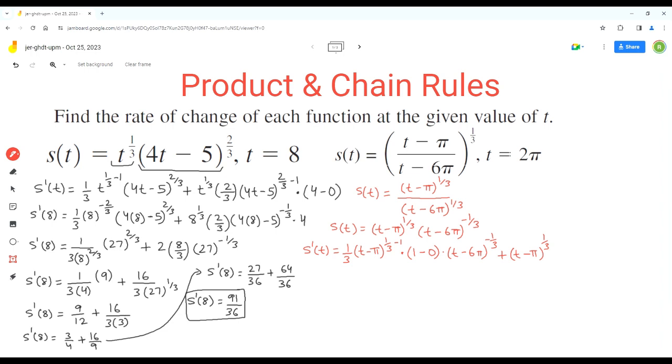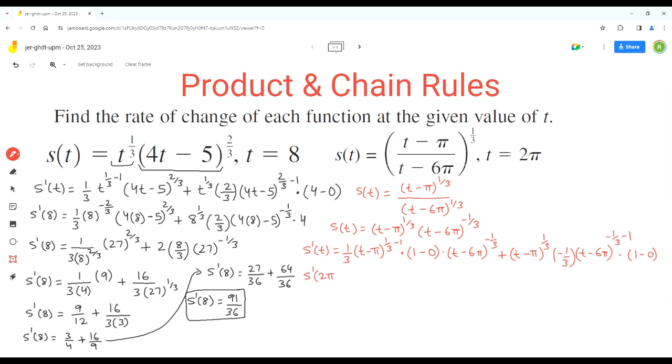So we'll have to use the chain rule again. So we'll start with the outer function, so negative 1 over 3 times (t minus 6 pi) exponent negative 1 over 3 minus 1, times the derivative of the inner function, so that will be 1 minus 0, because 6 pi is a constant, so the derivative is equal to 0. Now we have to find the rate of change at t equals 2 pi. So in the next step, we can sub in t as 2 pi.